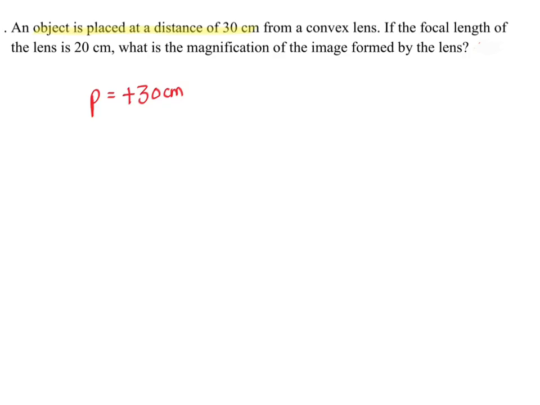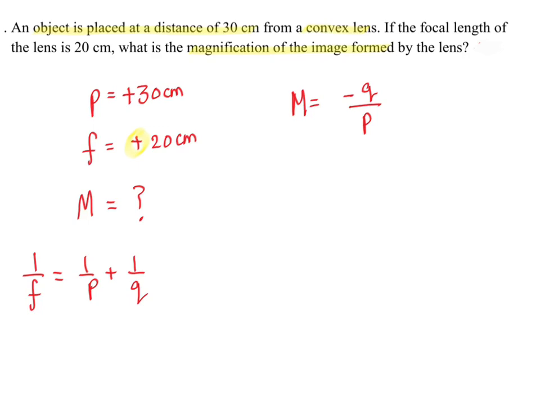Now, an object is placed at a distance of 30 centimeter from a convex lens. So we have been given the object distance 30 centimeter, focal length 20 centimeter, again using the sign conventions. It's asking us to get the magnification of the image formed by the lens. Now, the magnification formula is negative Q over P, but we don't have Q. So we have to get Q first using the formula 1 over F equals 1 over P plus 1 over Q. We substitute the numbers we have for P and F, and get the value for Q as 60 centimeter. Again, remember I'm not converting the units.